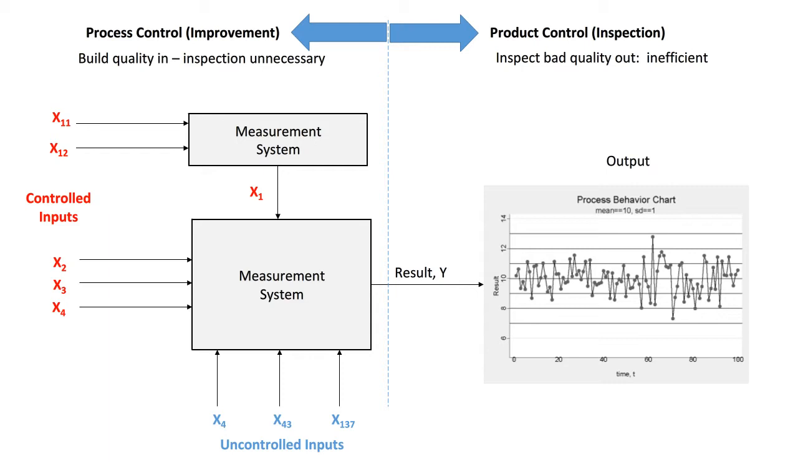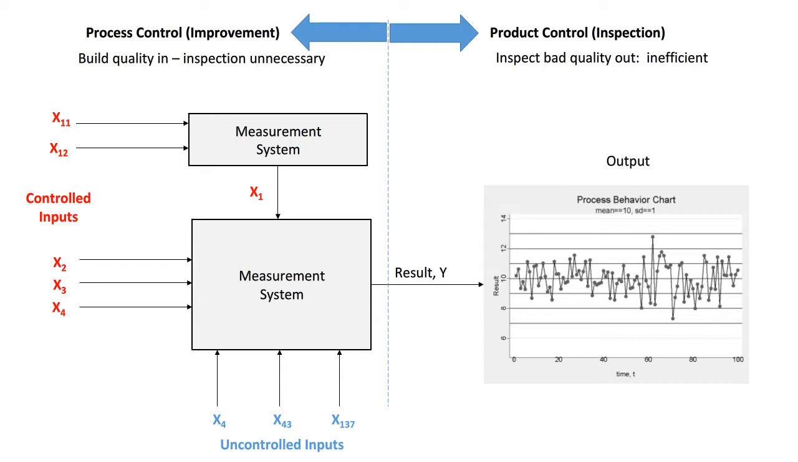This brings up a useful point regarding terminology. This is the difference between process control and product control. Product control involves inspecting the final result and determining whether it is acceptable. Process control involves looking upstream, identifying and controlling assignable causes.